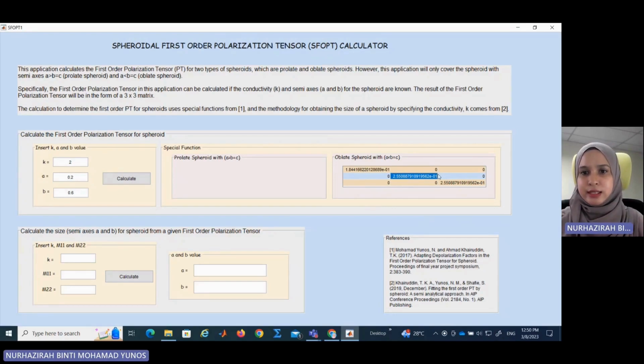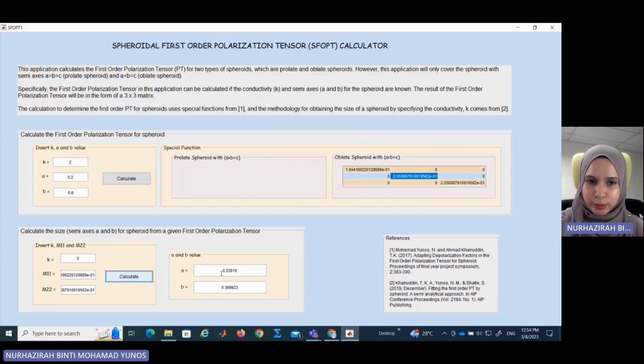So let's say this is the given first order PT. So M11 is this one. M22 over here, the value of K must be in accordance with the findings from the second reference over here. So let's say K is equals to 5. So we click calculate. So A is equals to 0.23, B is 0.36. As we can see, we have a different value for A and B over here, as well as K over here. But then again, the two spheroids have equivalent first order PT, which is this one.